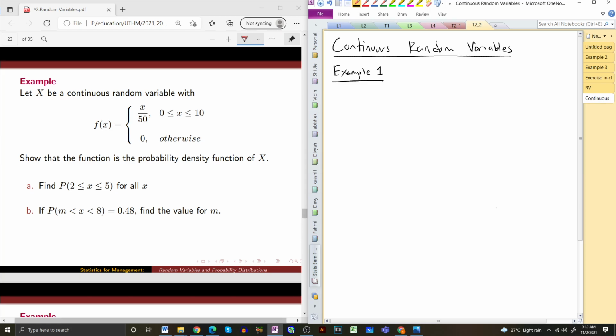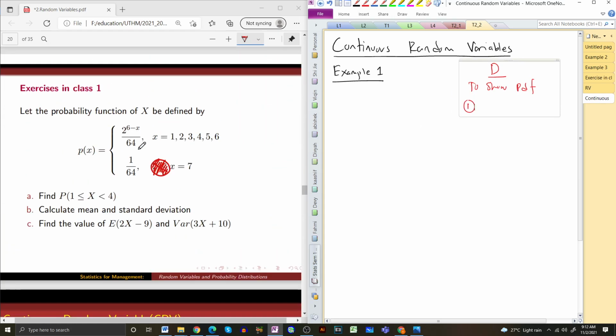Example 1. Show that the function is a probability density function. Okay, remember for discrete, to show it is a probability distribution function, you need to prove two things. Let me recall back.